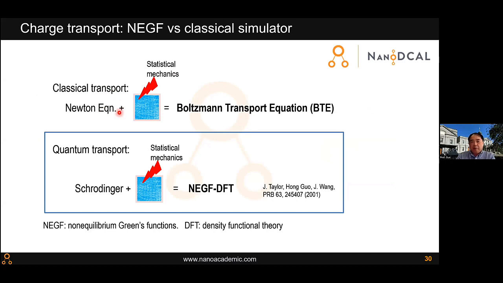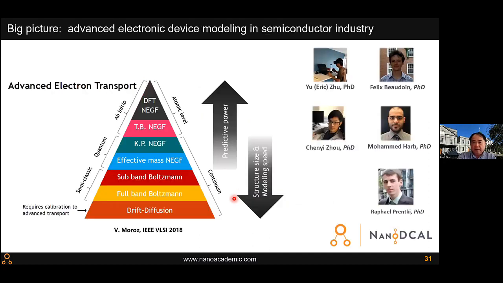In classical transport, we solve Newtonian equations plus statistical mechanics, and this ends up with something called the Boltzmann transport equation. This is well known in the literature, in textbooks, but for quantum transport, you replace the Newtonian equation by the Schrodinger equation. So you end up with something called NEGF, non-equilibrium Green's function based density functional theory. This is my paper. It's now cited 3,000 times or something. This is sort of a general tool now in the semiconductor design toolbox.